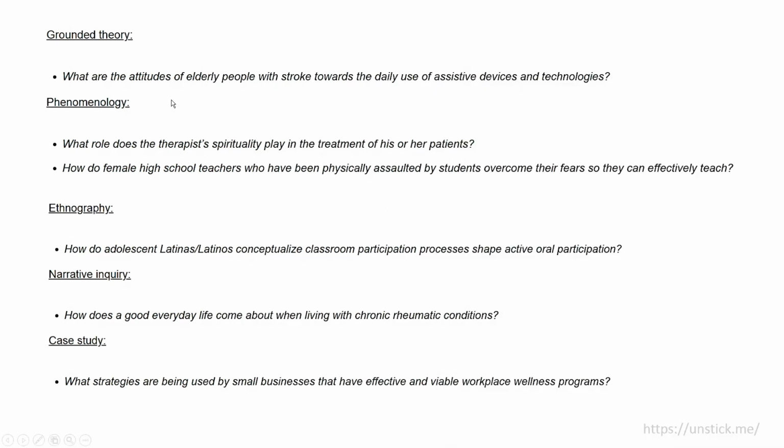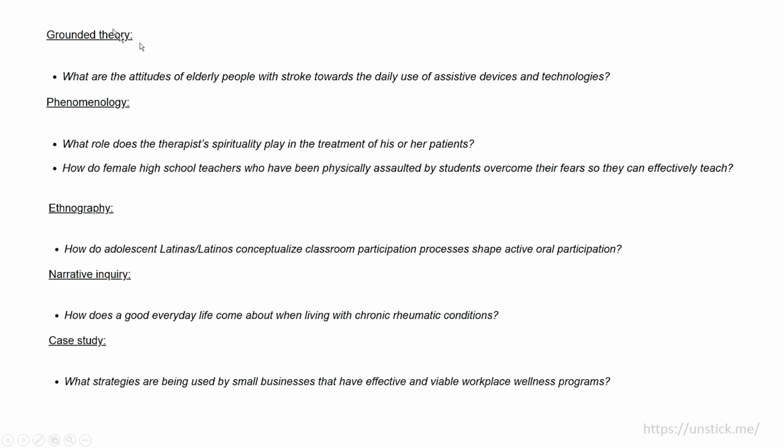Kung grounded theory siya, meaning ng grounded theory, meron kang theory na sarili mo na gusto mong patunayan. Anyway, I'm going to create another vlog for this to discuss each of this type of qualitative researches. So yung grounded theory for now, you wanted to prove a theory. So ganito yung pagkakagawa mo ng research questions. What are the attitudes of elderly people? Because you have a theory that the attitudes of these elderly people with stroke would be different because they are using assistive devices and technologies. Okay, that's why that is the appropriate way to create the question for grounded theory.